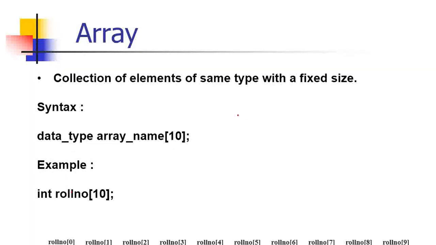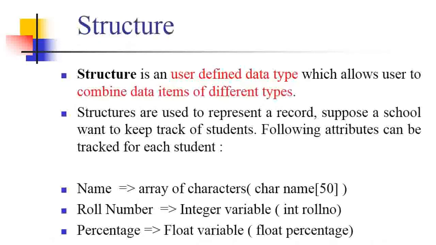So for this purpose we have the structure. A structure is also a group of elements. It also stores all the elements in contiguous memory locations, but the data type of elements can be different. That's the difference between an array and a structure. You see the definition of a structure here. It has data items of different data types. This is the only difference between a structure and an array.